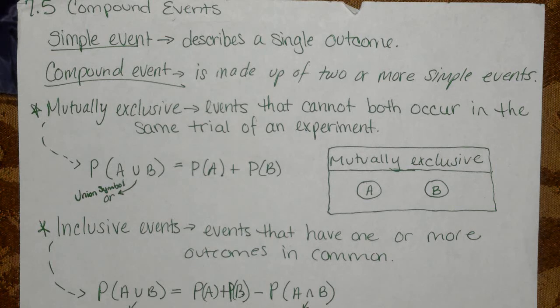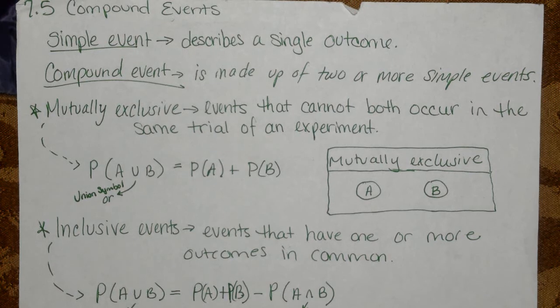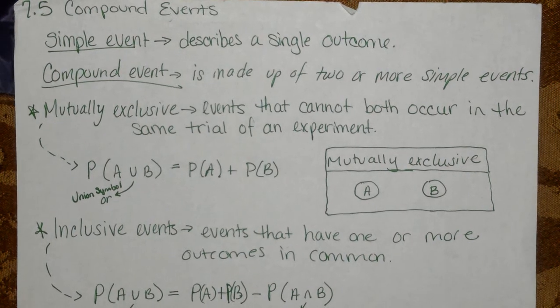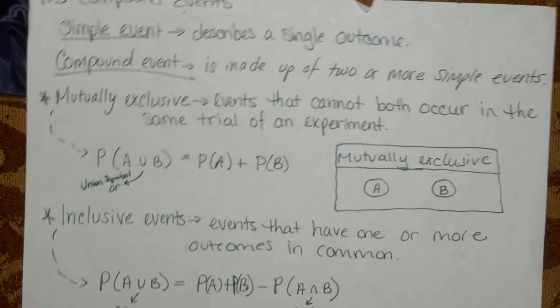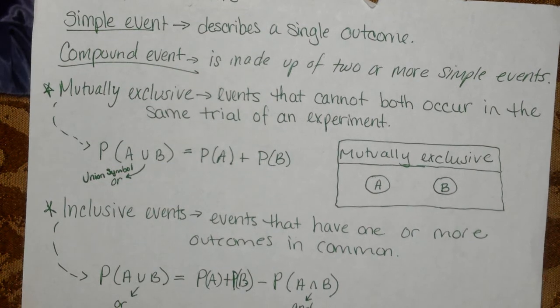So an example would be if I am rolling a number cube, I'm only going to roll it once. What's the probability that it will be a 1 and a 2? Can't happen. I only rolled it once, so it's either or. Okay, so that's mutually exclusive. They can't happen at the same time. Inclusive events, they have one or more outcomes in common, so they share something.